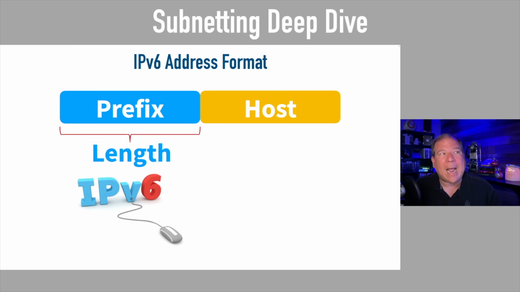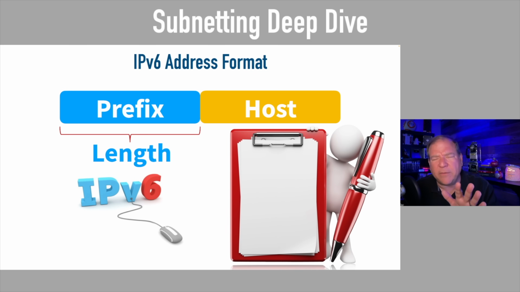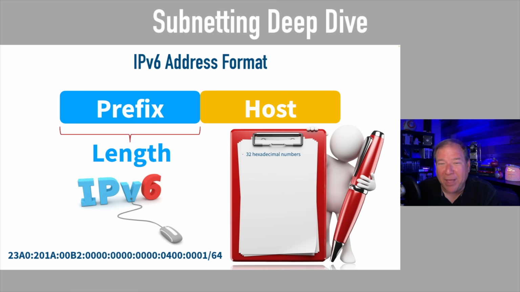Now, I would say that more than half the time, we're just going to take those 128 bits and split it down the middle. The first 64 bits, network. Last 64 bits, host. There are, of course, plenty of exceptions, but most of the time, that's the way it's going to be. And we're going to be dealing with 32 hexadecimal numbers. So even with hex, we still have to write out a bunch of numbers. 32 numbers.